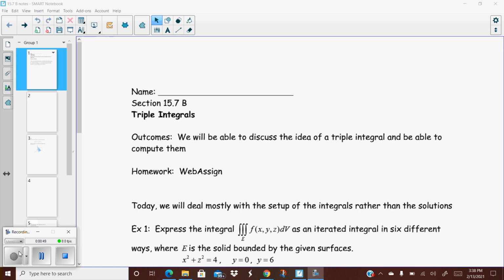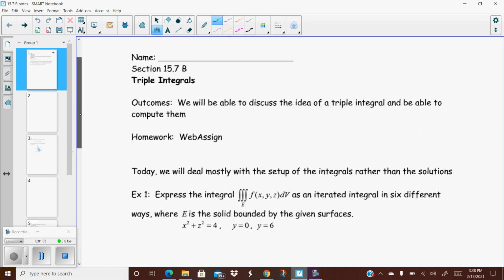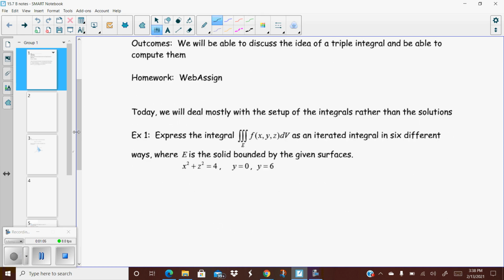If you have a function of x, y, and z, there are going to be 6 different possibilities, 6 different ways that you can set these things up. So, for example, because I've got x, y, and z, I could do dx, dy, dz. I could also do dx and then switch the last two, dz, dy.